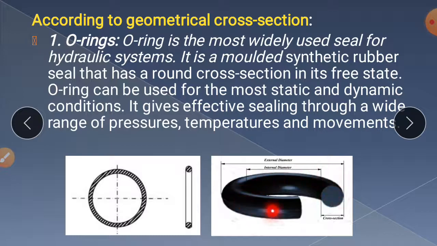So you can see, it's a rubber material seal. The cross section is circular and it has an internal diameter. The O ring is the most widely used seal for hydraulic systems. It is a molded synthetic rubber seal that has a round cross section in its free state. O-rings can be used for most static and dynamic conditions. It gives effective sealing through a wide range of pressures, temperatures and movements. Okay, this is the O-ring.